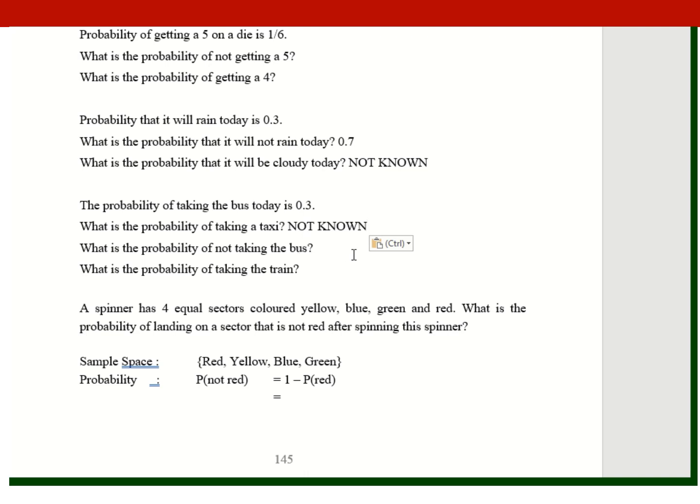Not known. You don't know. Probability of not taking the bus, that you know. That's a complementary event, so 0.7. Probability of taking the train? You don't know.